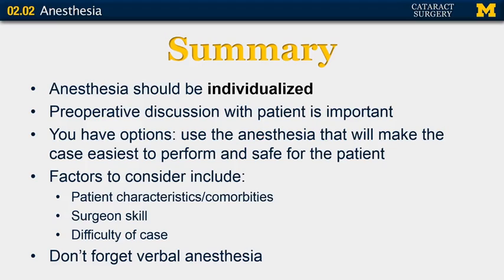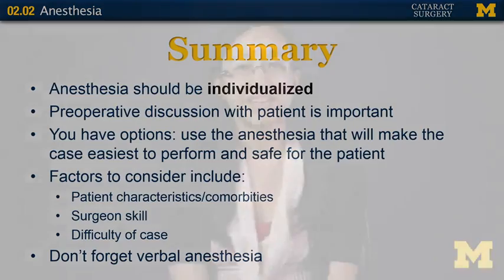In summary, anesthesia should be individualized. A preoperative discussion with the patient is important. And remember, you have options. Use the anesthesia that will make the case easiest for you to perform and is also safe for the patient. Factors to consider include patient characteristics and comorbidities, surgeon skill, and difficulty of the case. Don't forget, as you perform cataract surgery, that verbal anesthesia is also quite effective.